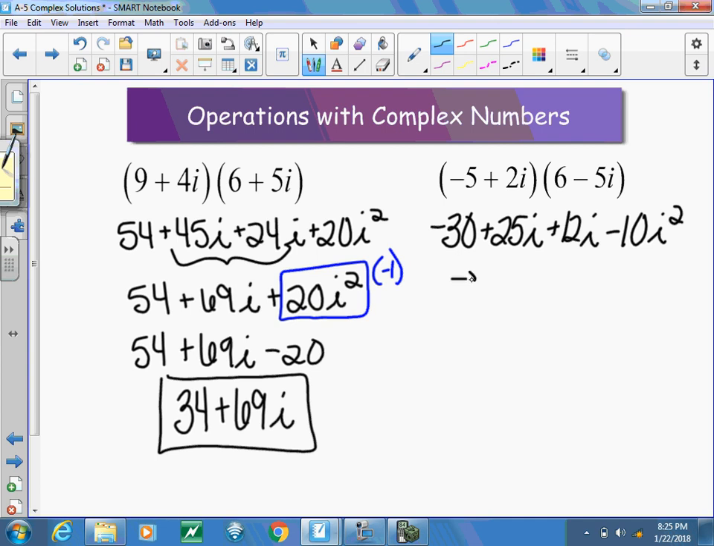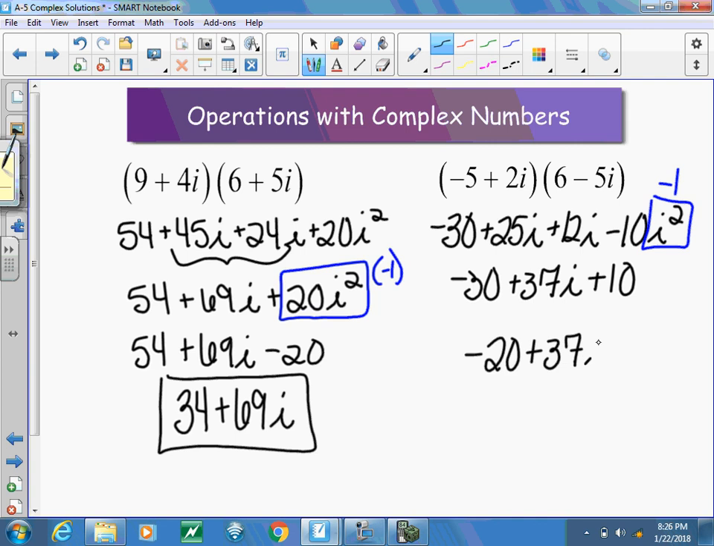So like terms, I can put my 25i and 12i together, so that's 37i. And then here, negative 10i squared. So once again, that i squared right here is equal to negative 1. Well, negative 10 times negative 1 is a positive 10, so we're going to add 10. Negative 30 plus 10 is a negative 20 plus 37i. And there we just did our multiplication.